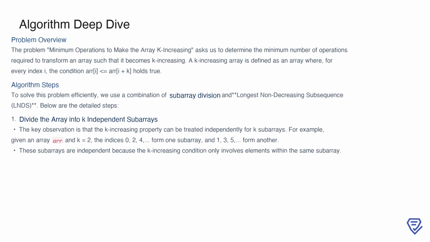For instance, if k is 2, the array is split into two groups, one containing the elements at indices 0, 2, 4, and so on, and the other containing elements at indices 1, 3, 5, and so on. Each of these subarrays is independent of the others because the k-increasing condition is satisfied within each subarray. This division allows us to solve the problem for smaller pieces rather than the entire array at once.